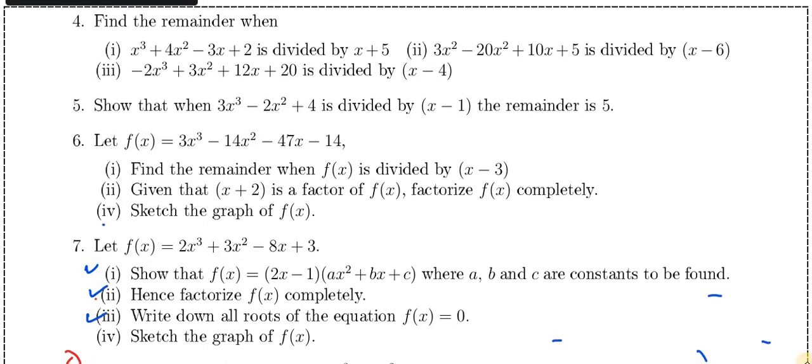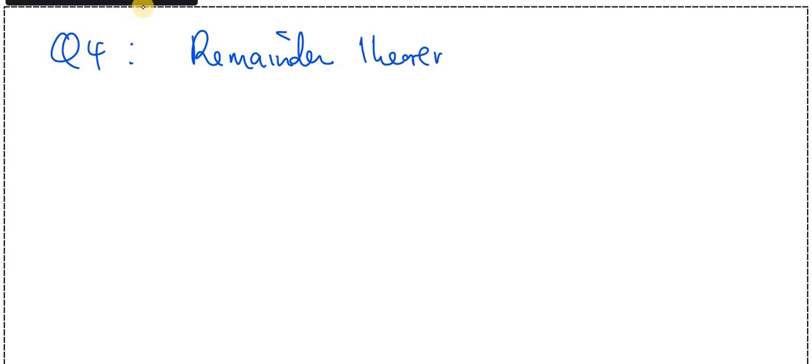Then now number 4, I'll put a title to number 4. So question 4 is under the remainder theorem. So just one point to note, whenever the remainder is 0, it simply means that that particular expression is a factor. So the expression is a factor of that polynomial.